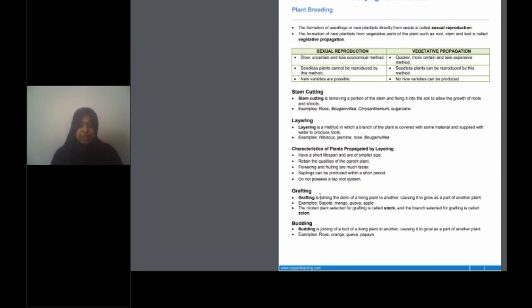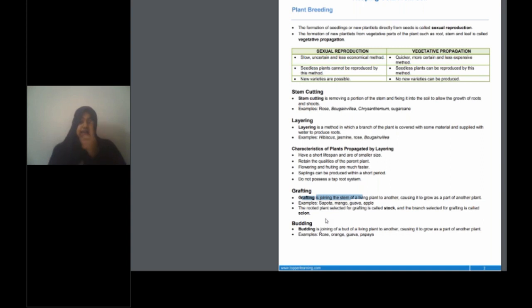Now, what is grafting? Grafting is joining the stem of a living plant to another, causing it to grow as a part of another plant. Examples: sapota, mango, guava, and apple. The rooted plant selected for grafting is called stalk, and the branch selected for grafting is called scion.